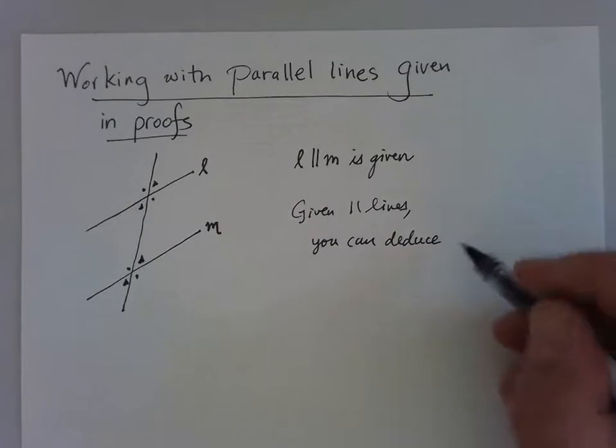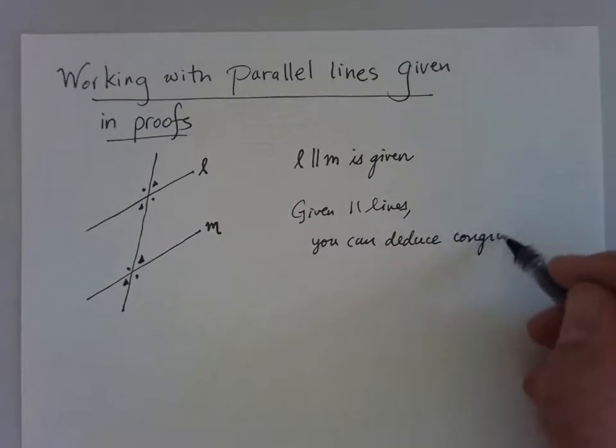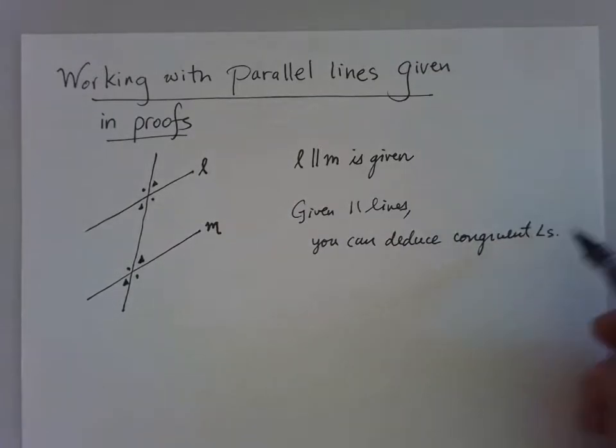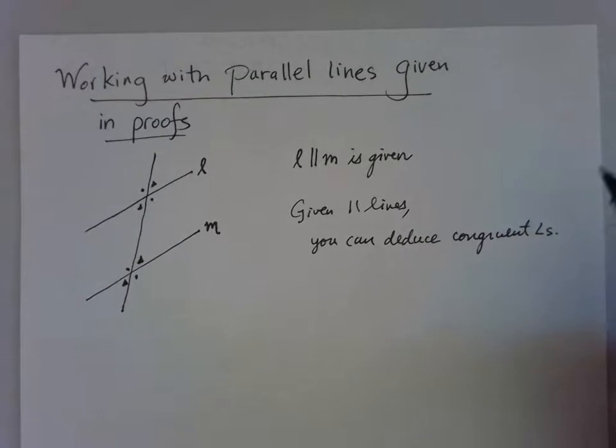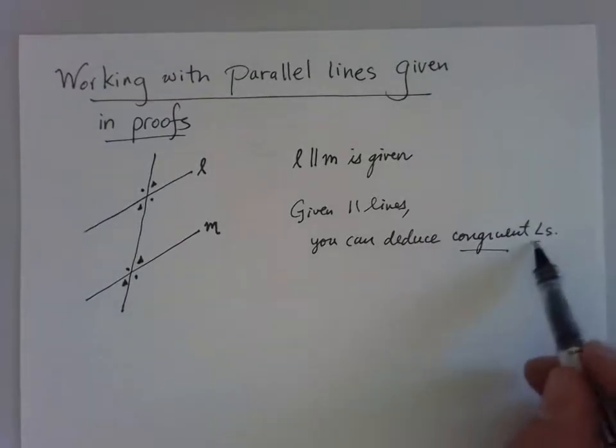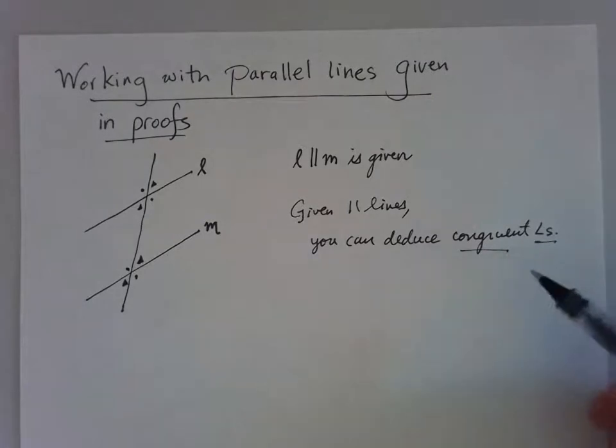You can also deduce supplementary angles, but we'll look at that later. That's not as important for doing triangle congruence proofs as that we can get congruent angles. Because remember, we can use congruent angles in an SAS or an ASA congruence argument.